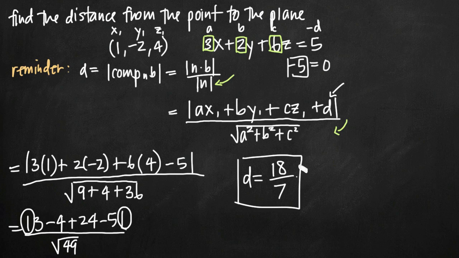And that's all you need to do is pull out the values from the coordinate point and the values from the equation of the plane, plug them into this formula, and that'll give you the distance between the point and the plane.